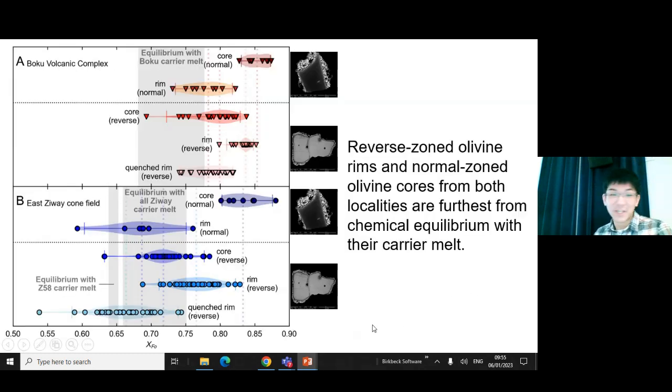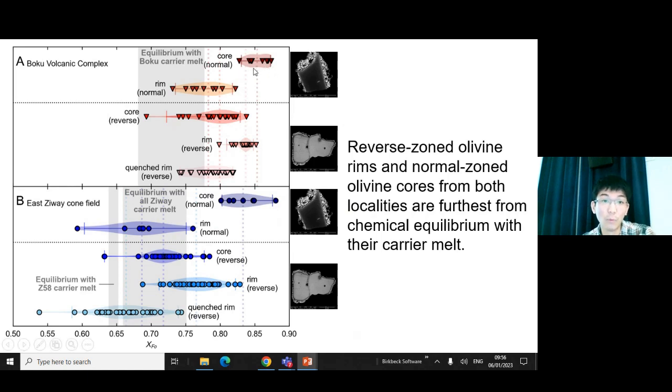Right, so let's look at some compositions. These are some crystal compositions collected from Boku and also from East Zway. As in real life, Boku is found to the north of Zway, which is down here. First things first, we can see that normal zoned crystals and reverse zoned crystals are present at both of these two distinct rift settings, which are separated by half a degree of latitude. So clearly there must be some processes which are quite common to both these parts of the rift.